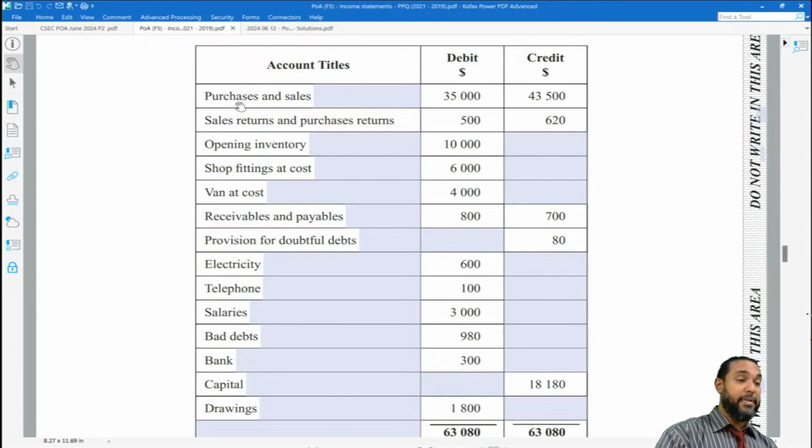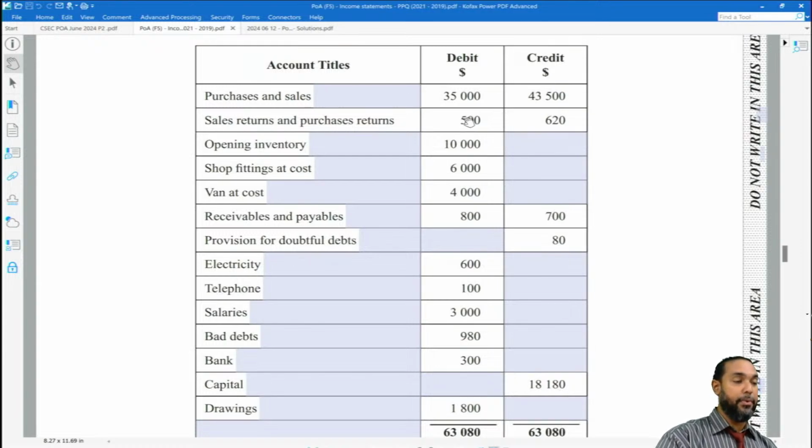Expenses have debit balances, right? You can always remember whatever you're spending money on, you have a debit. We spend money on expenses and assets, all right? So they're supposed to have debit balances in the initial trial balance. So the purchases figure is the 35, and the sales is the 43.5. Noted? Okay.